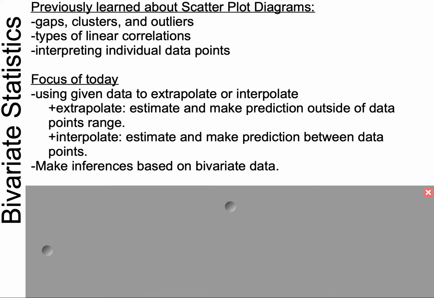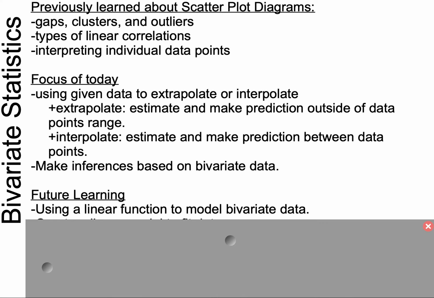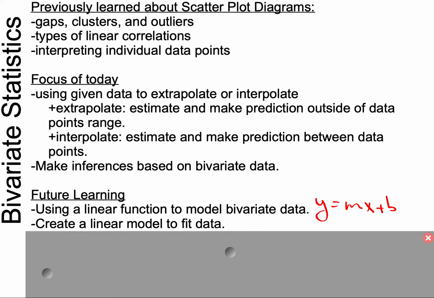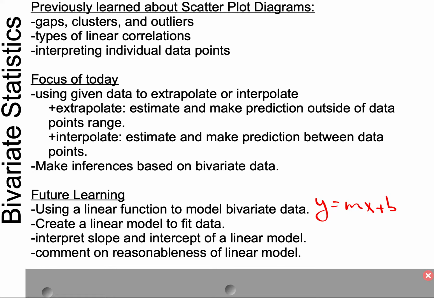We'll also be making inferences based on the bivariate data. In the future, we are going to be using a linear function to model bivariate data. This is one of those y equals mx plus b. We will take the line that tends to follow the points, write an equation for it, and use that line to make predictions. That's actually what a linear model is. We'll create a linear model to fit data. We're going to interpret the slope and intercept of a linear model. What does it mean? And we will comment on the reasonableness of a linear model.